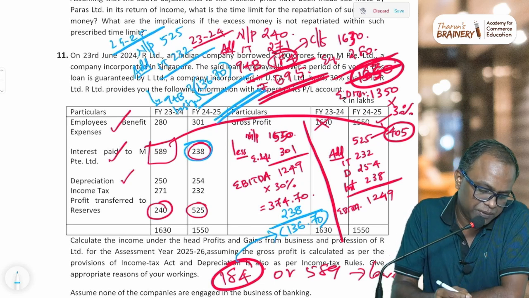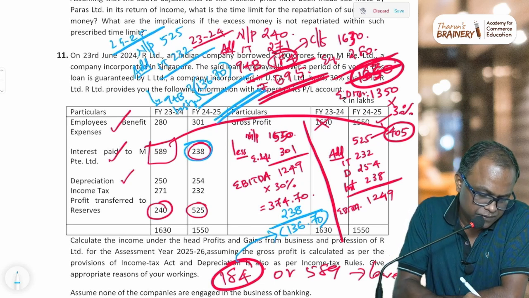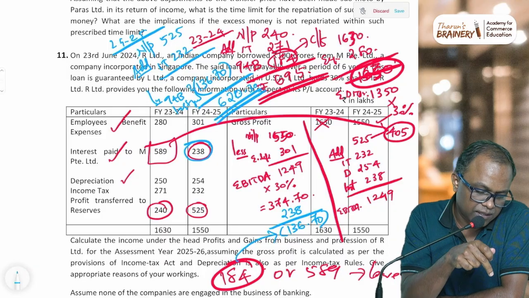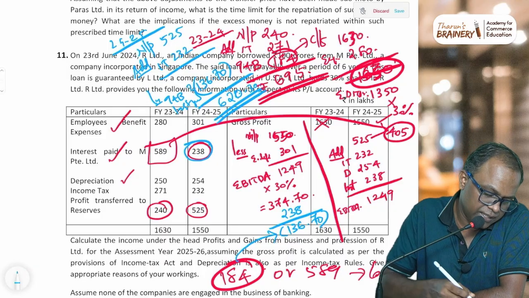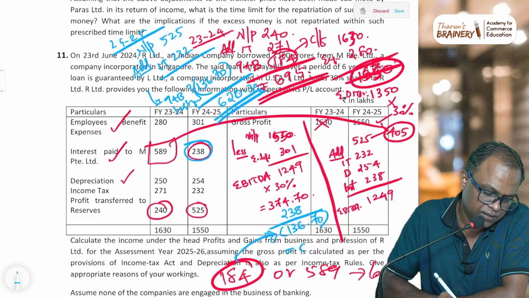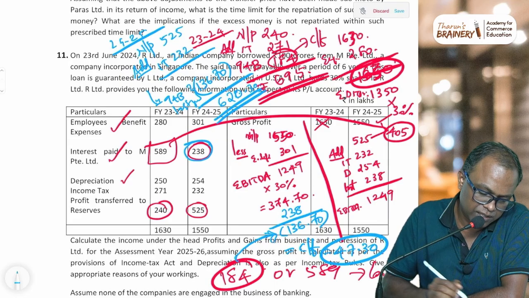So what is the current year PGBP income? 1,620.3. So this is the current year income. And one more thing you have to write: out of 184, 136.7 is set off in the current year, and the remaining 47.3 is to be carried forward to next year.